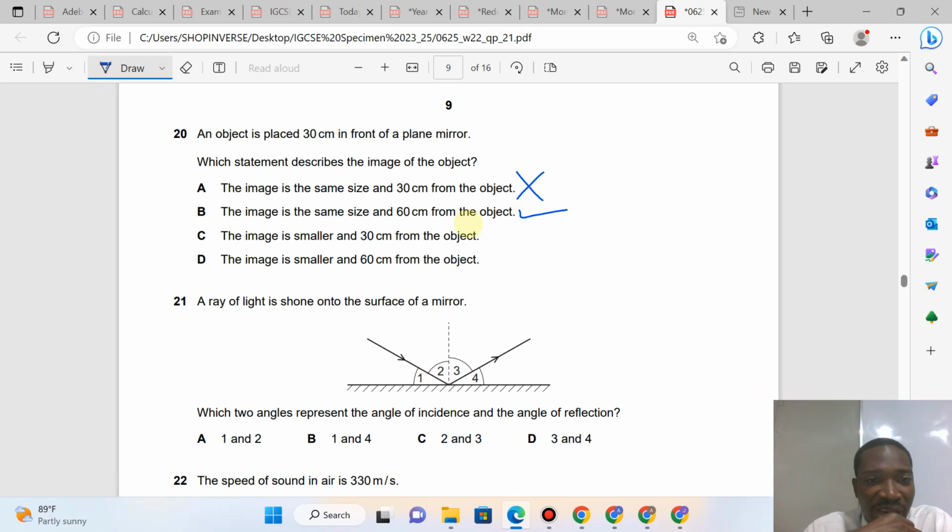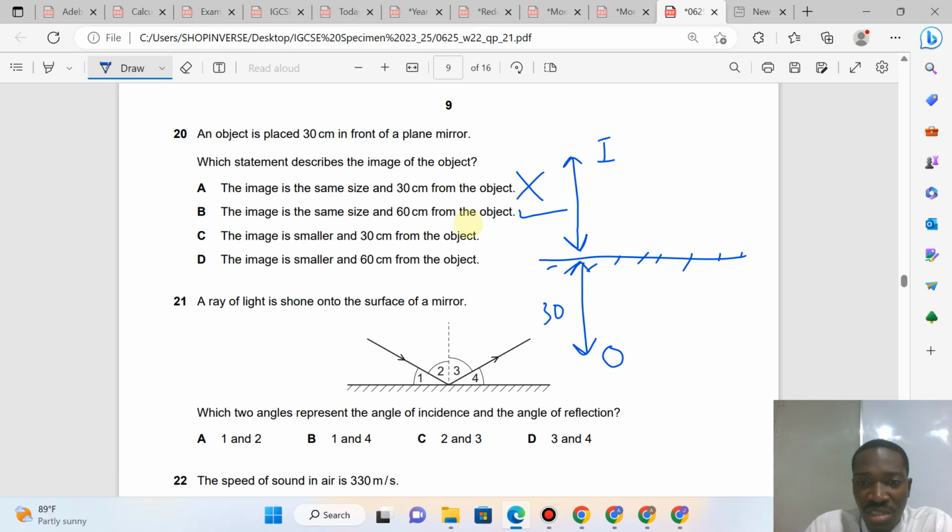Perfect. Yeah, this is because if you have a mirror here and the object is here, the image can be here. If the distance between the object and the mirror is 30 centimeters, that means the distance between the image and the mirror must also be 30 centimeters. That simply means the total distance between the object and the image will be 30 plus 30, which is 60 centimeters. That makes option B the correct answer to question number 20.